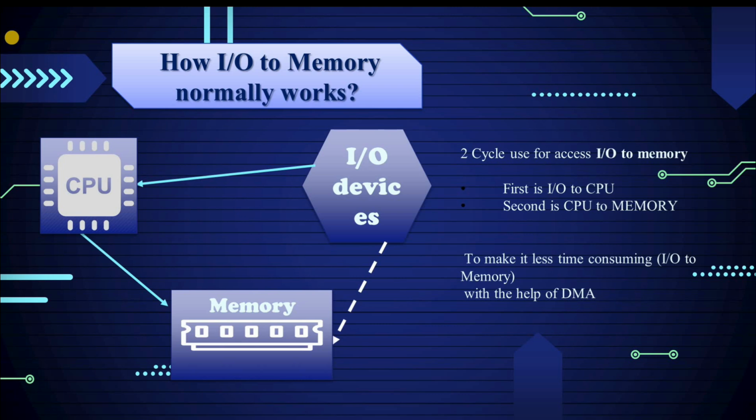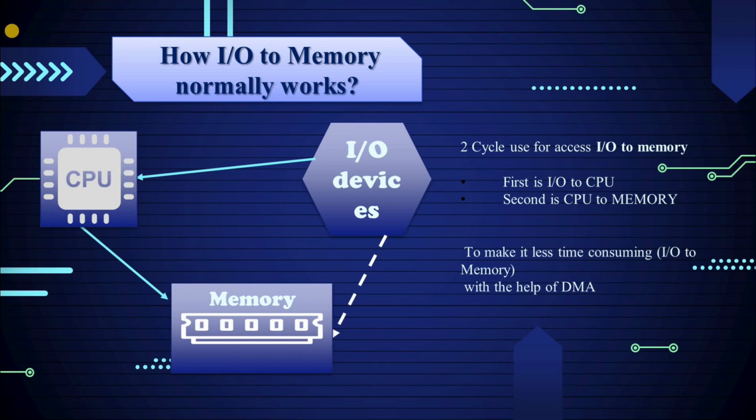To help overcome these limitations, DMA provides a way for input-output devices to transfer data to and from memory directly without involving the CPU in every operation. As we discussed earlier, this can significantly reduce the amount of time and processing power required to transfer data, making the overall operation much more efficient.